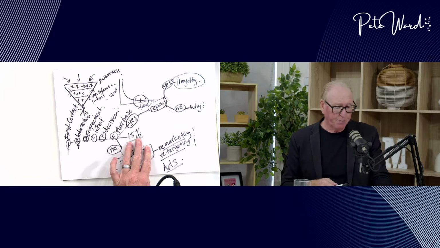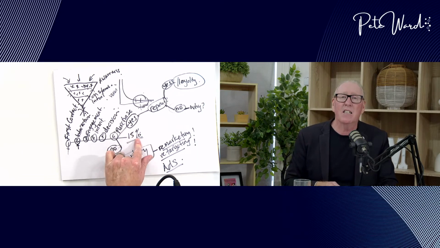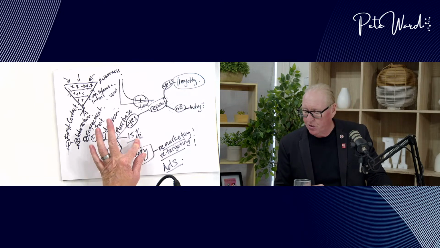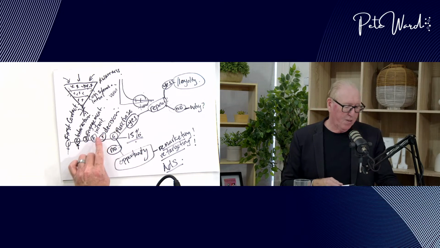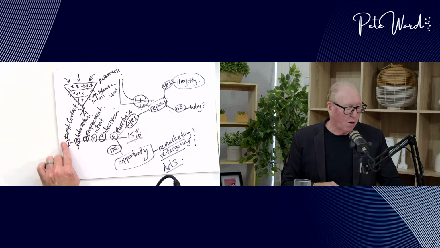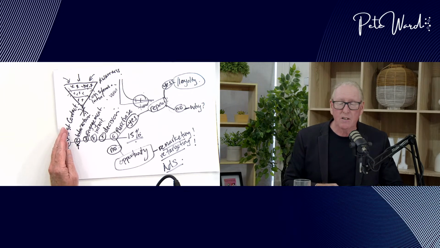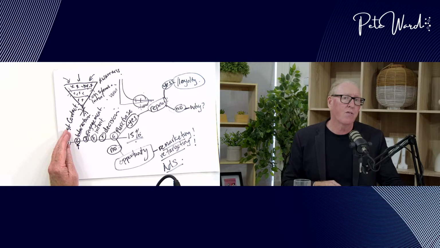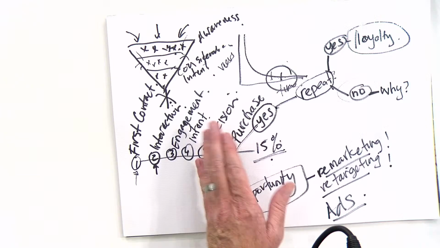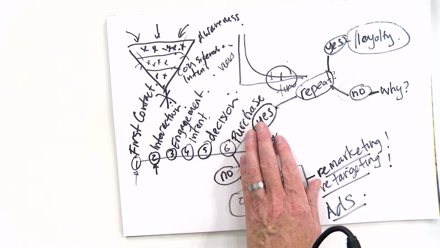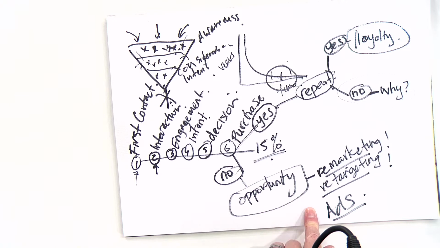But it's not just for abandoned carts. It can be used for all of the other points along the way, apart from the first contact, because they don't have a contact with you, so you don't need retargeting there. The further you get along, the more you need it.